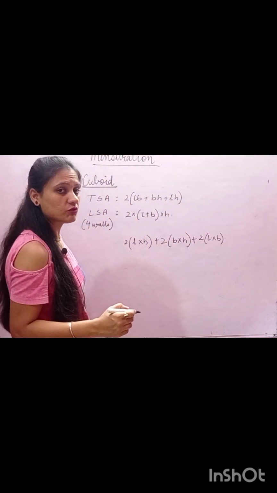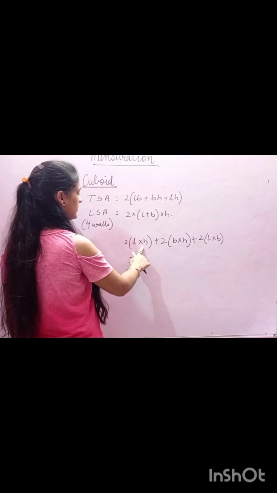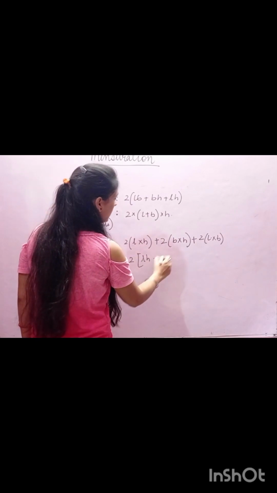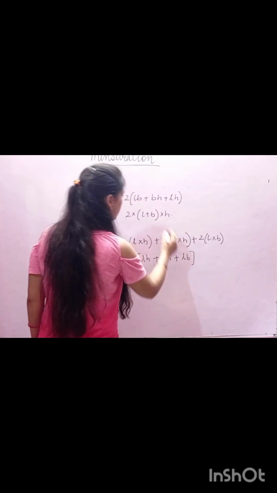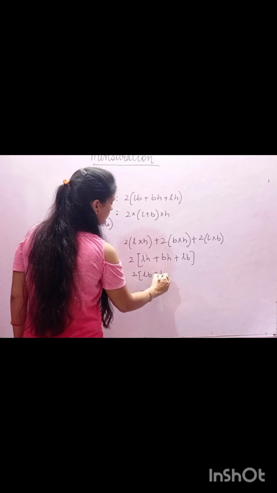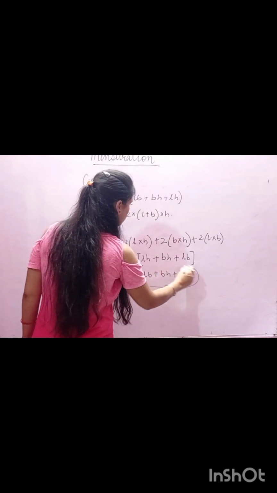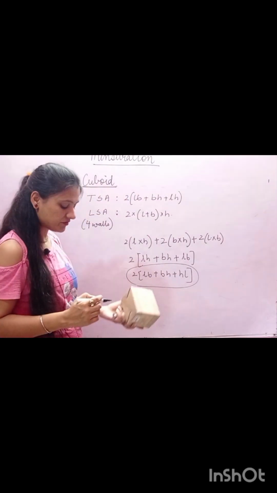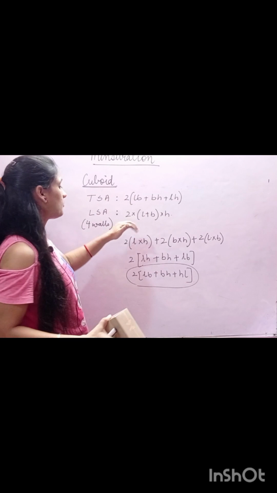If we take common, what is common here? 2 is common, right? And what will we write down in between? LH, BH and LB. So this is how we get this formula. If we rearrange, we'll get LB plus BH plus HL. This is how the TSA formula came. Understood everyone?